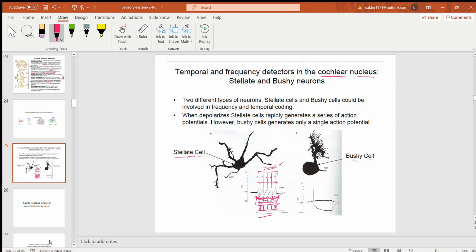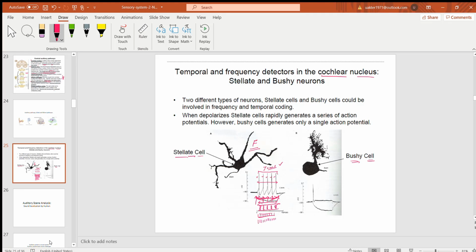If that sound stimulus has 20 waves, then this neuron will also fire more. That means it will fire 20 times. So each wave will create one spike. Makes sense? So this is frequency coding. That means how many times the neuron is firing tells you what is the frequency of that sound stimulus.